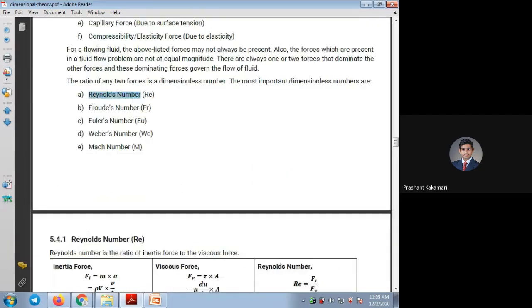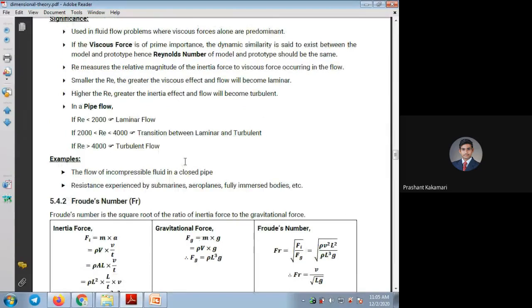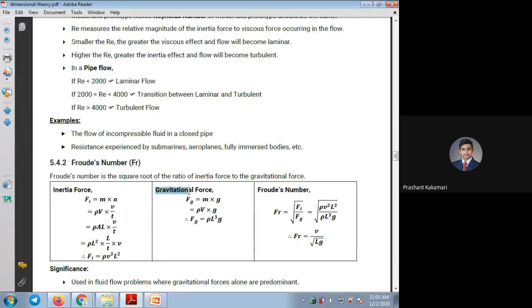So similarly, we have the Froude number. For Froude number, we need the gravitational force to be taken in the ratio. You can remember it like this: in any experiment you do, we should not forget the gravitational force. Froude introduced this gravitational force. If you take the ratio of inertia force to gravitational force, that is called the Froude number.